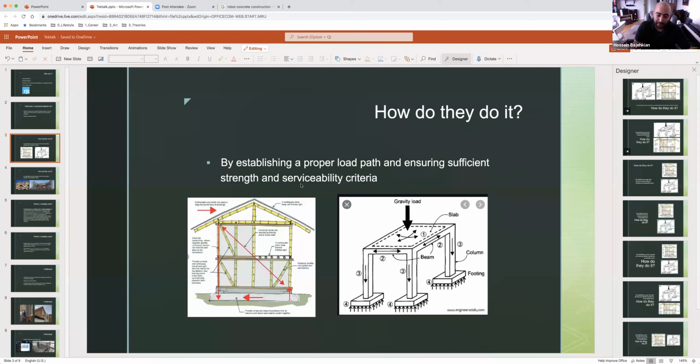And serviceability means that your floor is not sagging too much, and we have criteria for that. If that's violated, then the building occupants are going to feel distressed, and they're going to think there's a structural problem, or that the building is going to collapse. But more often than not, it's not going to collapse. But just the fact that there is a distress, that's an issue.